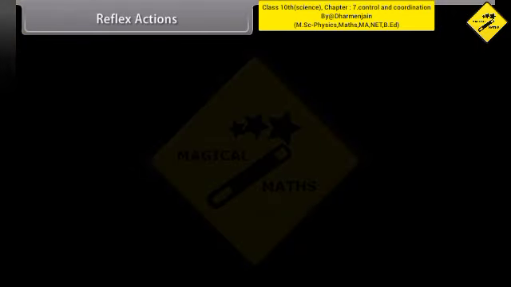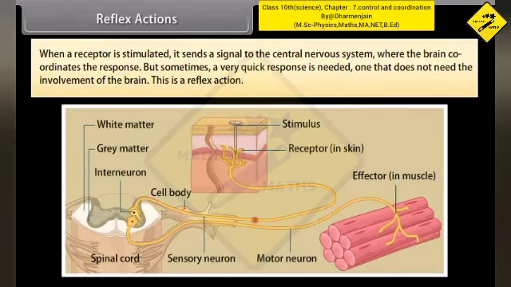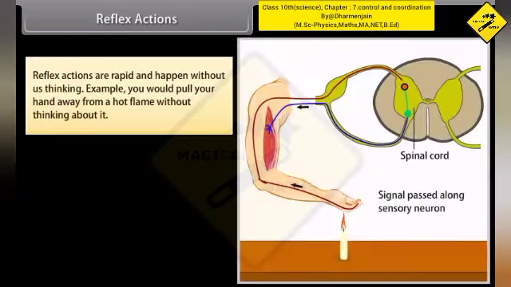Reflex actions. When a receptor is stimulated, it sends a signal to the central nervous system where the brain coordinates the response. But sometimes a very quick response is needed, one that does not need the involvement of the brain. This is a reflex action. Reflex actions are rapid and happen without us thinking. Example: you would pull your hand away from a hot flame without thinking about it.